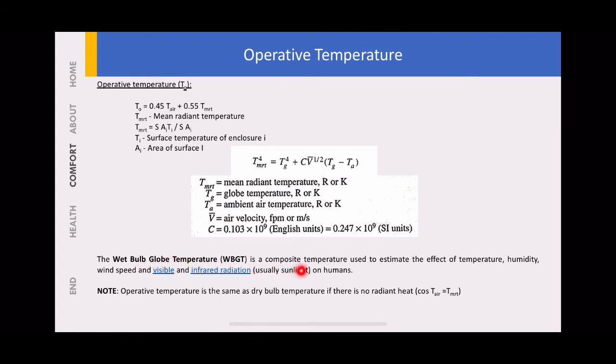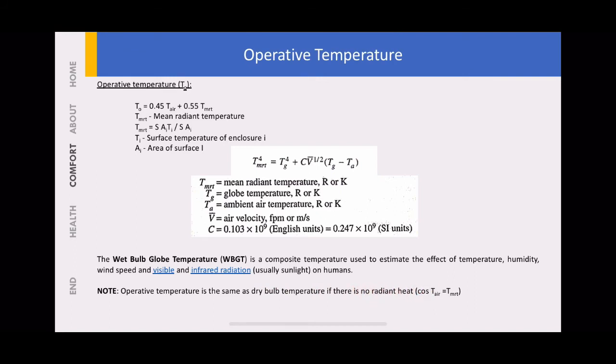So in the psychrometric chart, you have your wet bulb. So this is your operative temperature. It's a composite temperature used to estimate the effect of temperature, humidity, wind speed, and visible and infrared radiation, usually sunlight, on humans, right? Operative temperature is the same as dry bulb temperature if there is no radiant heat.